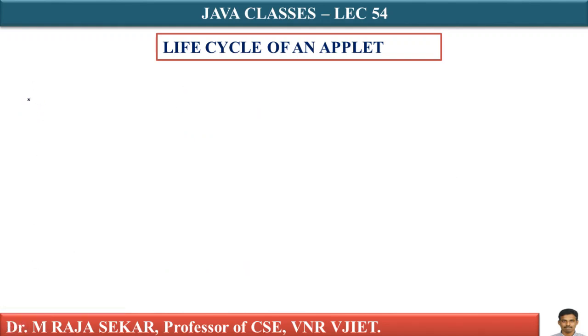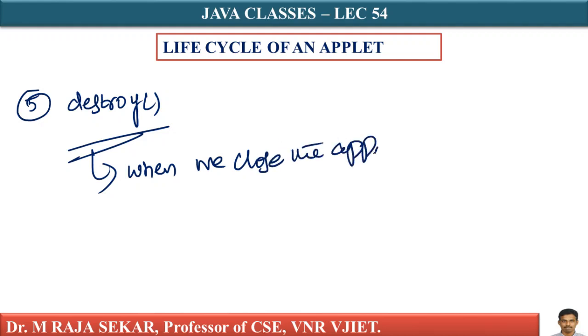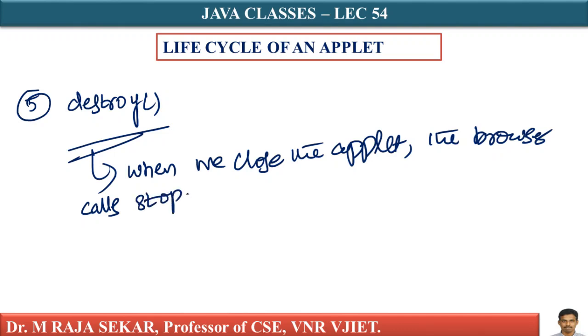What about my last method, the fifth method? That one is the destroy method. What does destroy mean? When we close the applet, the browser calls, which one will it call? It calls the stop method.